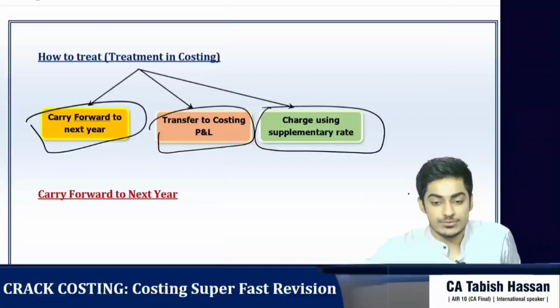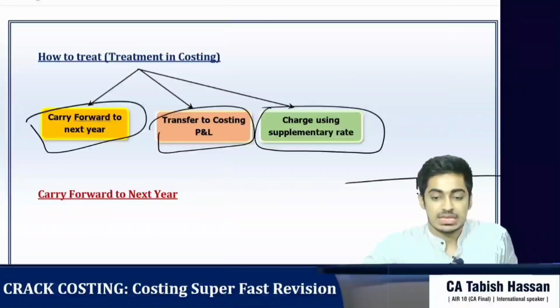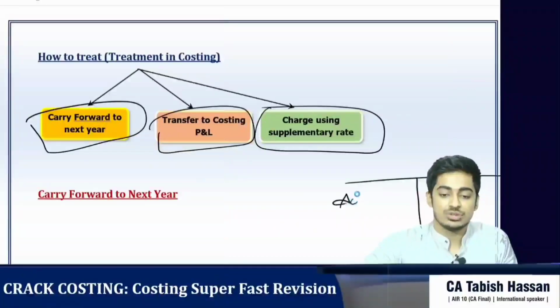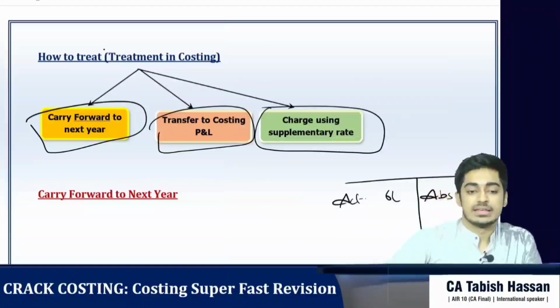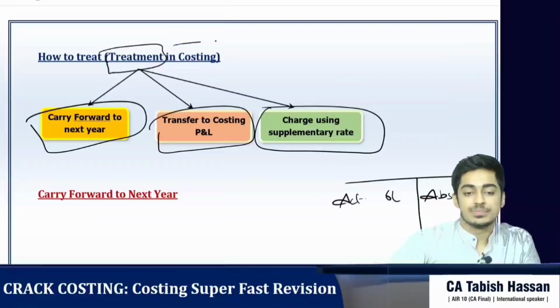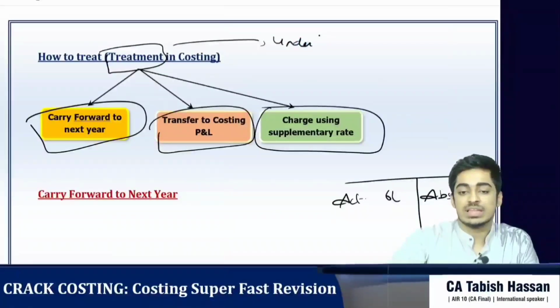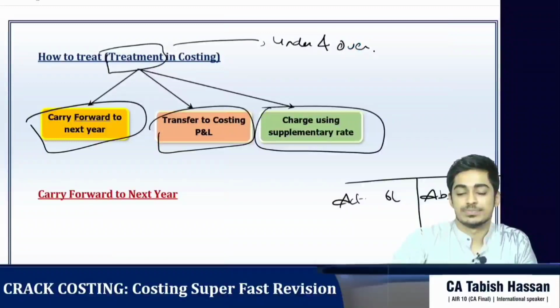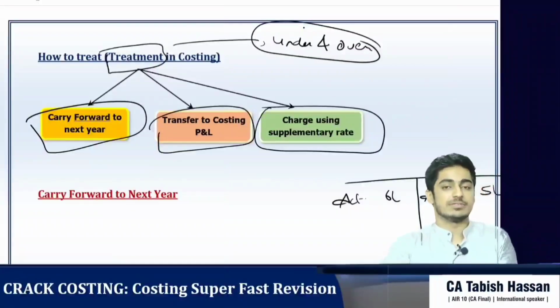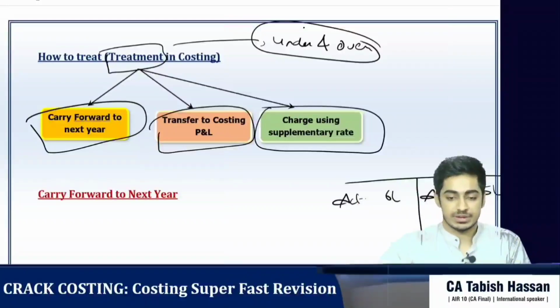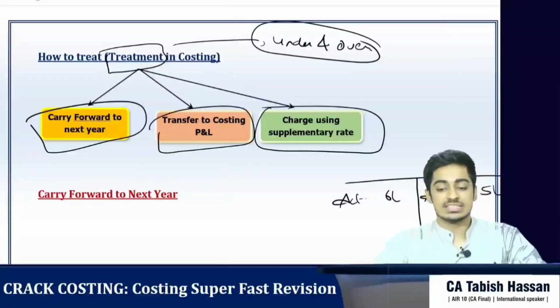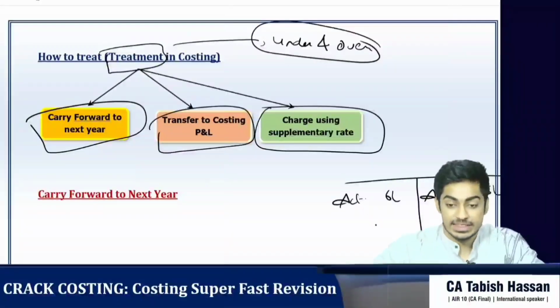I'll give you a very simple example. Assume the actual overhead is 6 lakh. Absorbed overhead is 5 lakh. And the treatment is same for under as well as over absorption. So there is no difference in treatment. If it is under absorption also, we have the 3 methods. If it's over absorption also, we have the 3 methods. Suppose the actual overhead is 6 lakh and we have absorbed only 5 lakh. That means there is an under absorption of 1 lakh.